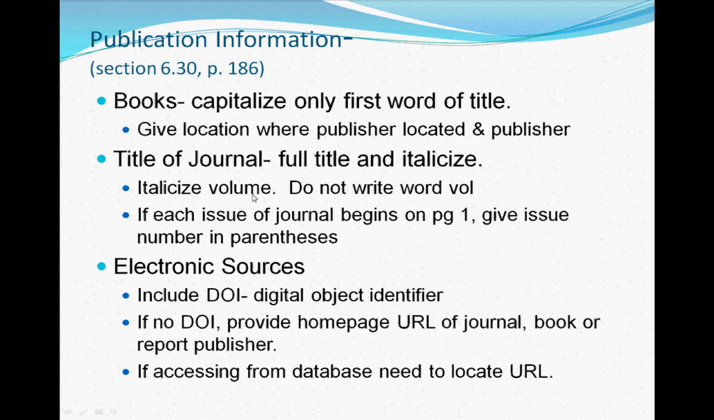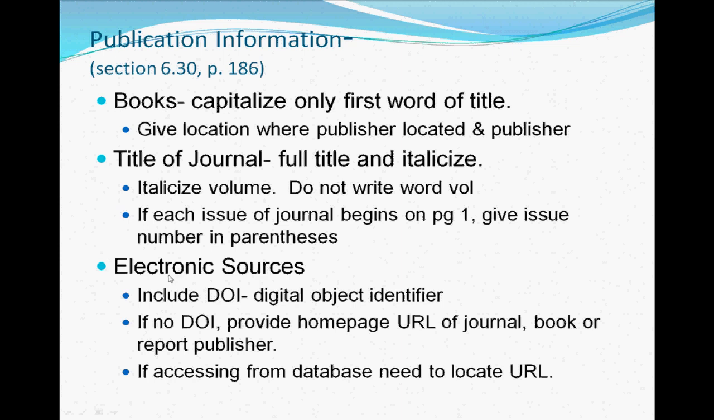For the title of the journal, you're going to give the full title and italicize it. You're going to italicize the volume, but you're not going to write the word volume. You're just going to include the number. This is a little bit tricky. If each issue of the journal begins on page 1, then you're going to have to give the issue number in parentheses. If not, you're just going to give the volume number.